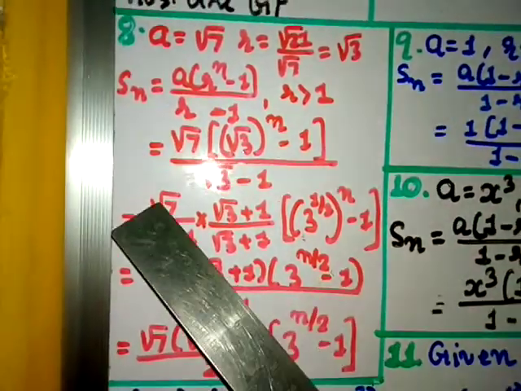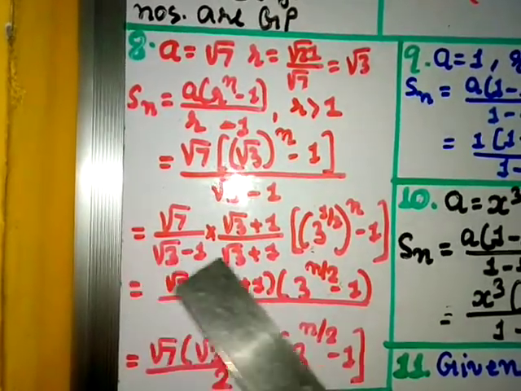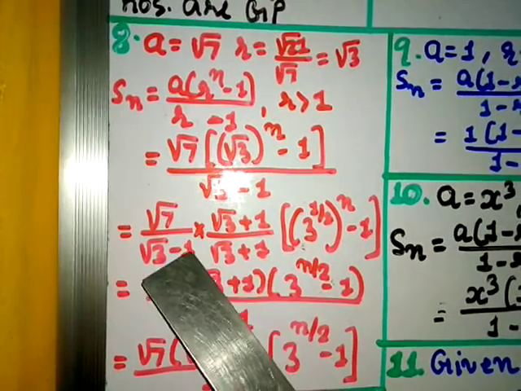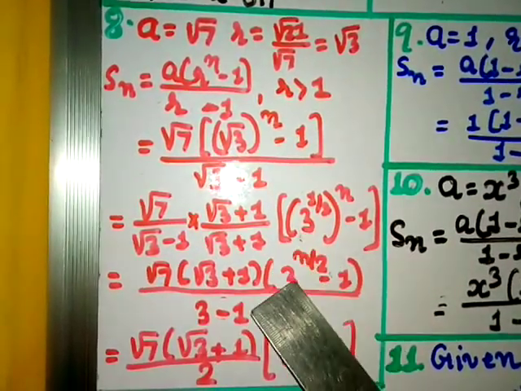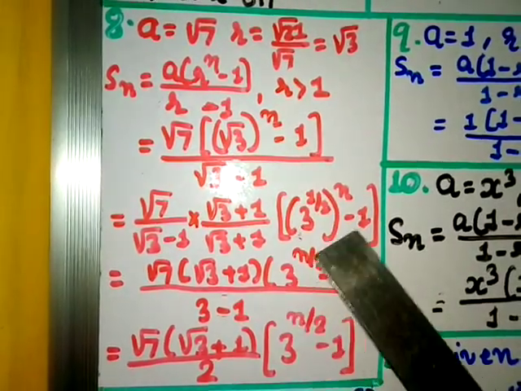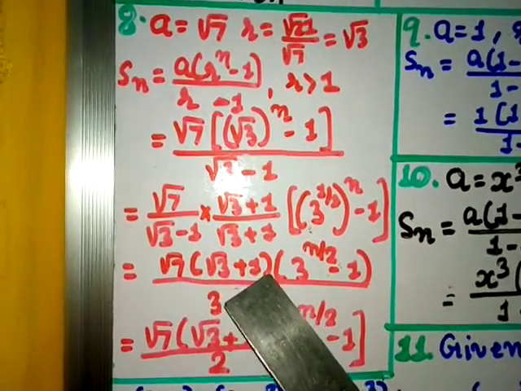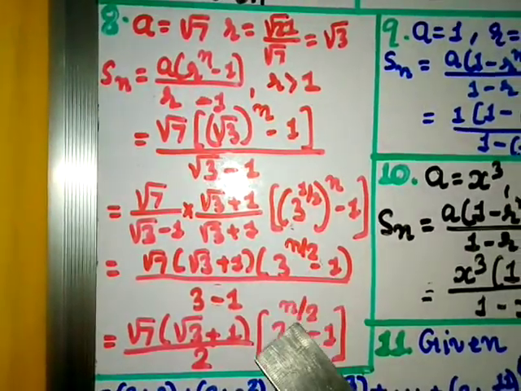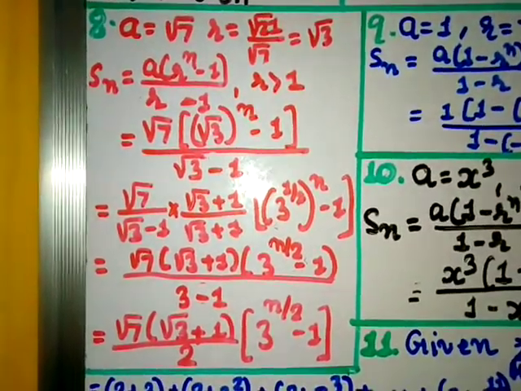Right, now here root 7, root 3 plus 1 as it is. If you rationalize this, root 3 square is 3 and minus 1 square is 1. This I can write as 3 power 1 into n is n by 2 minus 1. Okay, this you multiply here. So here we get root 7, root 3 plus 1 and 3 minus 1 is 2. And this one is 3 power n by 2 minus 1. So that is the sum of n terms.